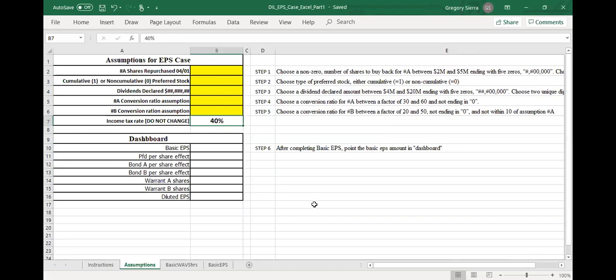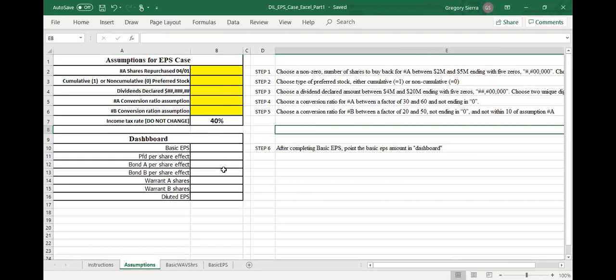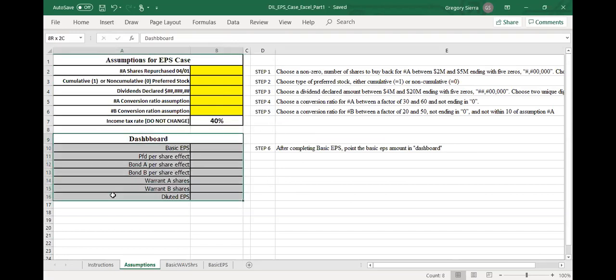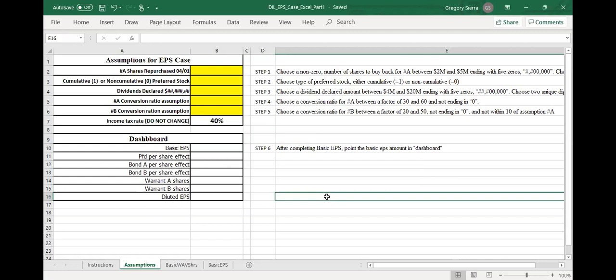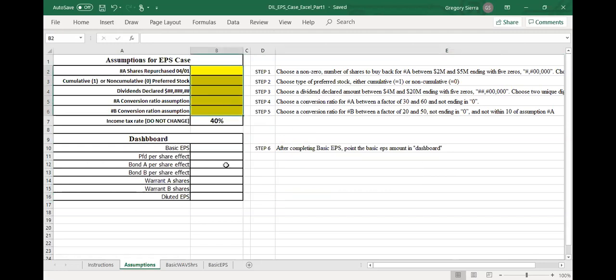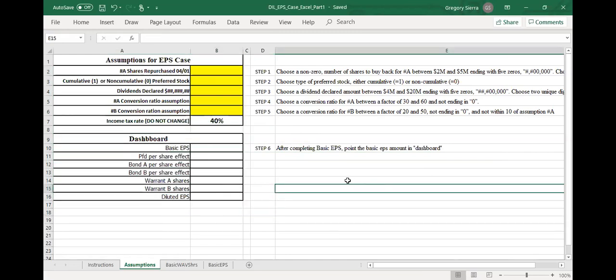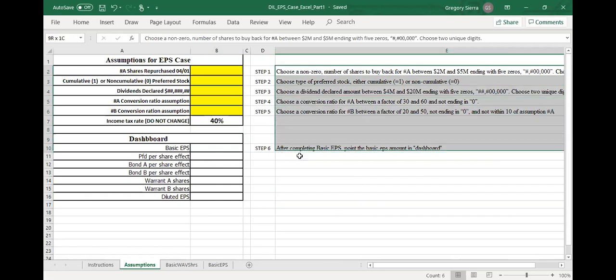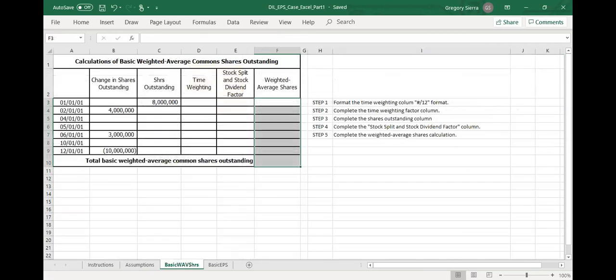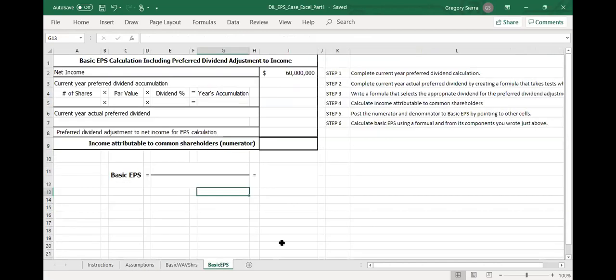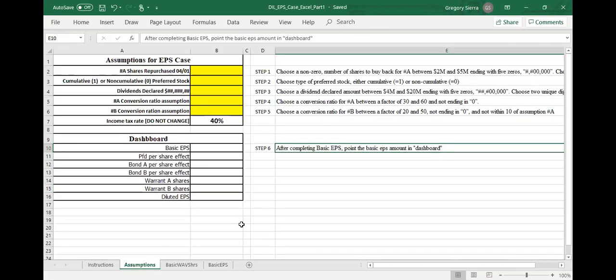Do not change the tax rate. Everything will be based off a 40% tax rate. So this assumption is here just so all the assumptions are in one place. And this dashboard is for the end of the project where you're going to use test as you change these assumptions. You'll be able to see how all these things change in one place. All right, and the exact directions for choosing are right here. Then you're going to calculate basic weighted average share and then basic EPS.